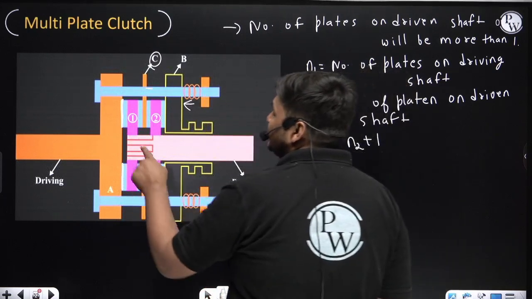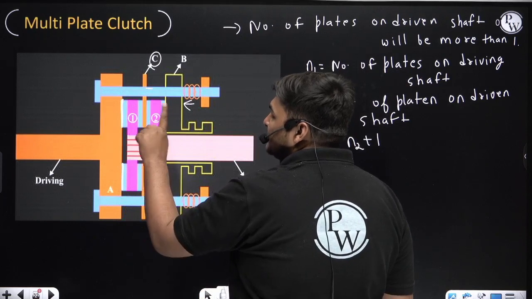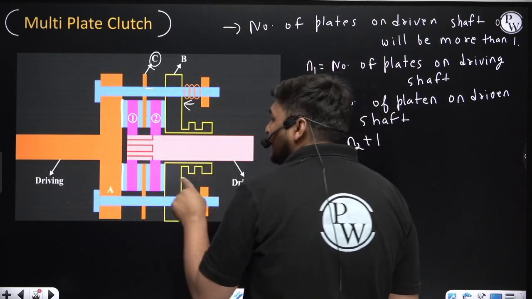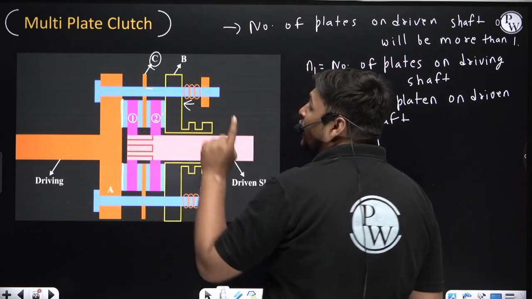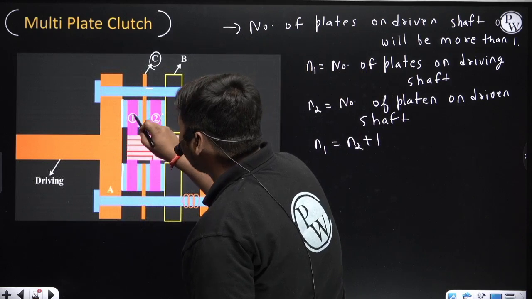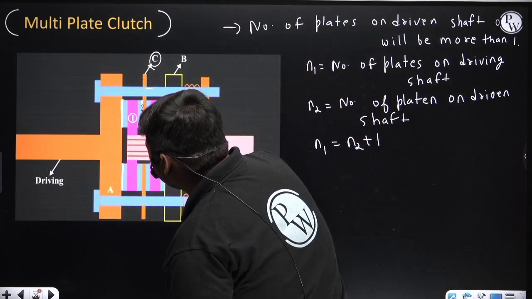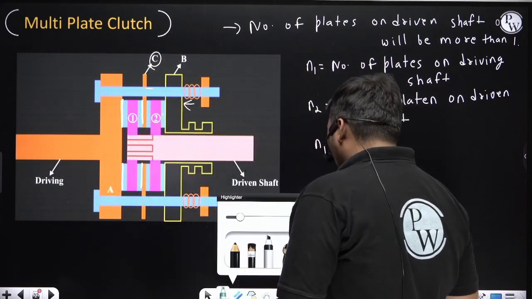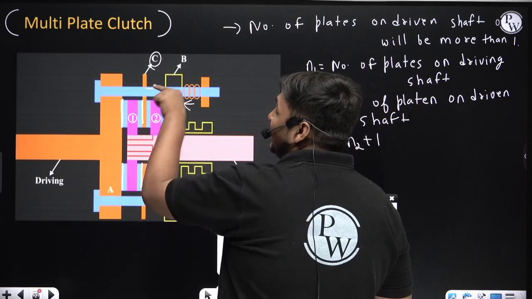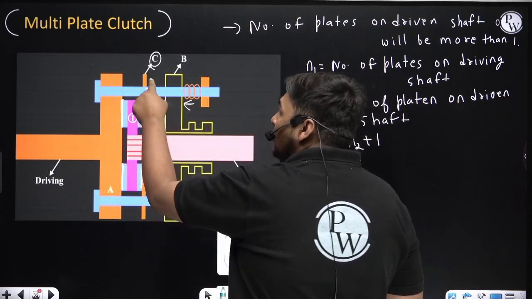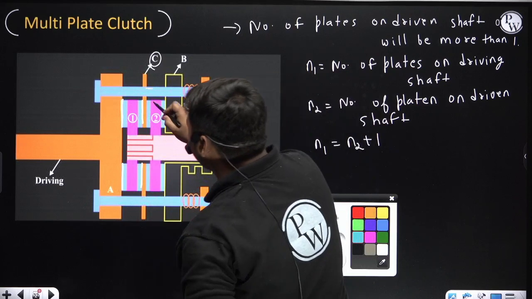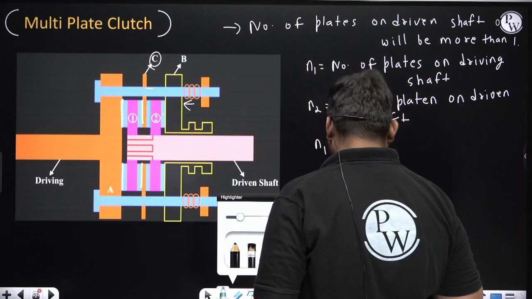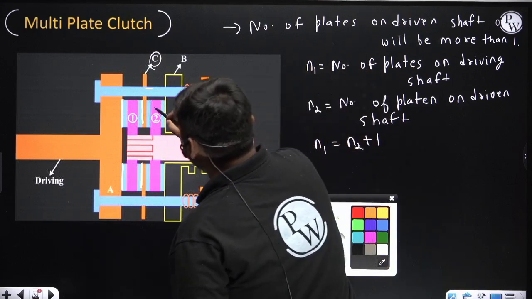Now, since plate A is applying equal and opposite pressure on plate 1, plate 1 cannot move in this direction because it is restricted by plate A. So what will happen? Plate 1 will apply pressure on plate C in this contact region. And since the motion of plate C is restricted by plate 1, plate C cannot move in this direction. So now plate C will apply pressure on plate 2 in this contacting surface. I'm using a different color.